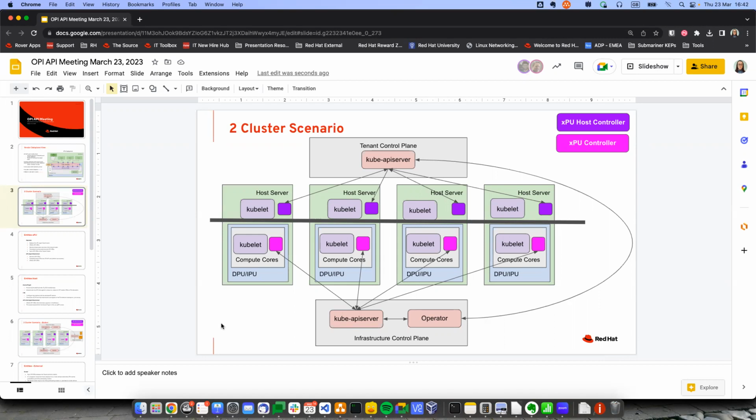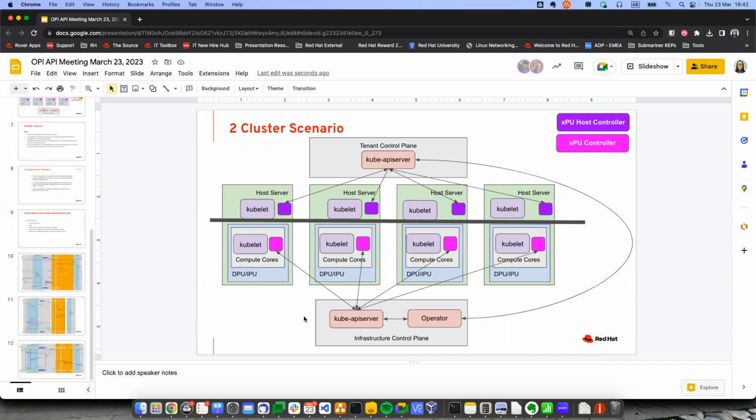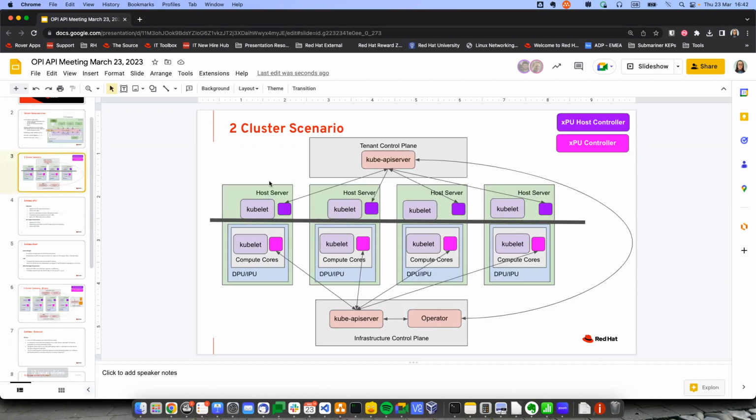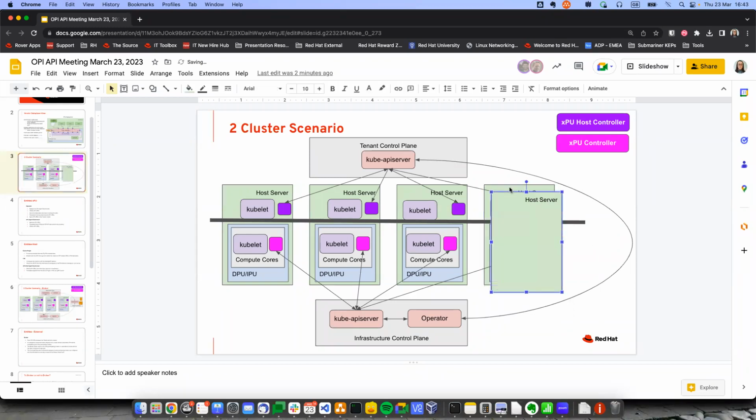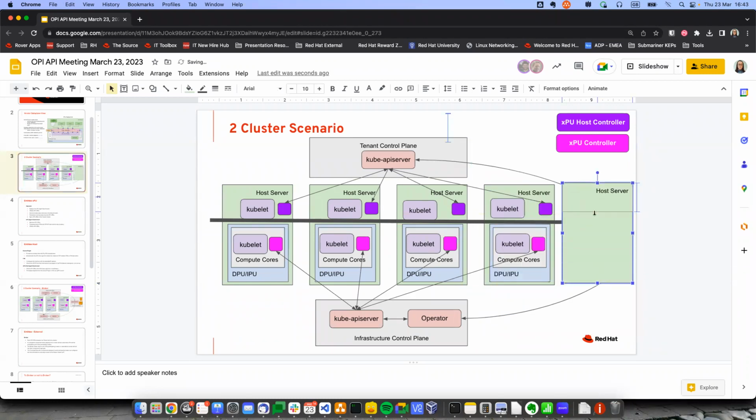Yep. Let's continue to the flow diagram. Sorry, just one question. Imagine there was one node in that picture which did not have a DPU. How many clusters would it be a part of, one or two? So like a heterogeneous host, is what you're saying. Yeah, one without a DPU.